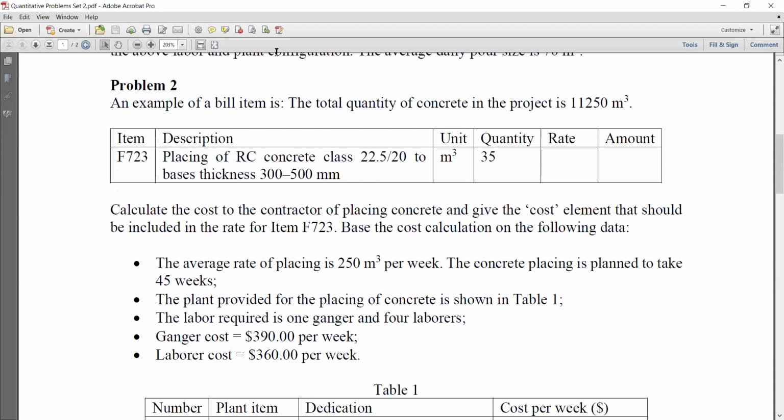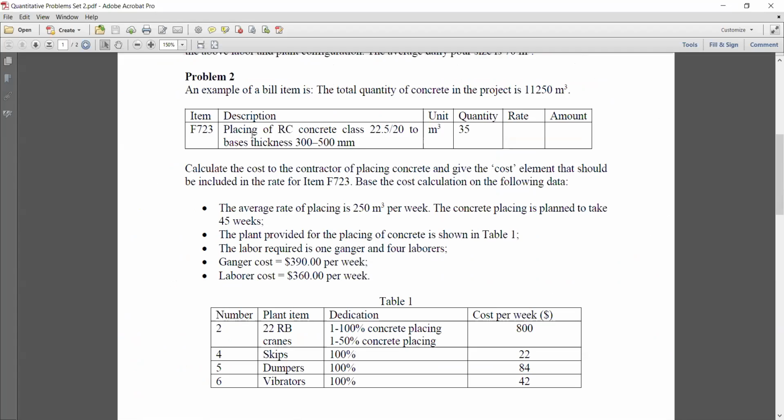So maybe you can, if you can see it, can you see it well? Problem number two. Hello. Yes. Okay. So maybe you can try to solve it. So in this problem, you also have to find the labor cost, plant cost, and the total cost. But in this case, the total quantity has been given to you. Okay, total quantity of the concreting has been given to you.